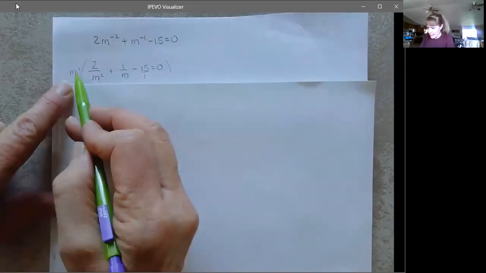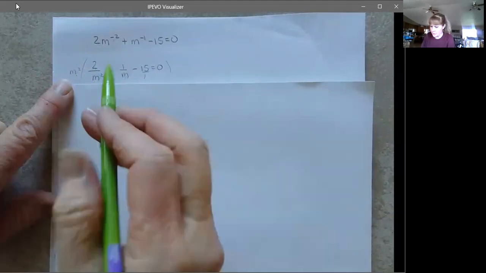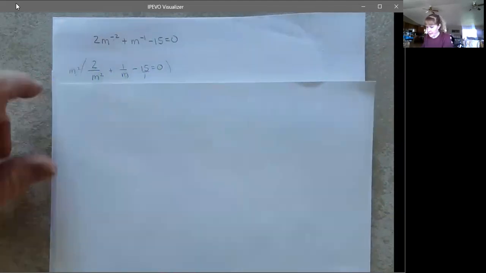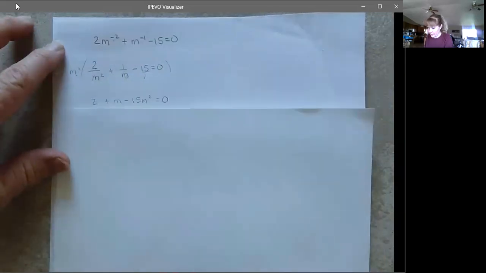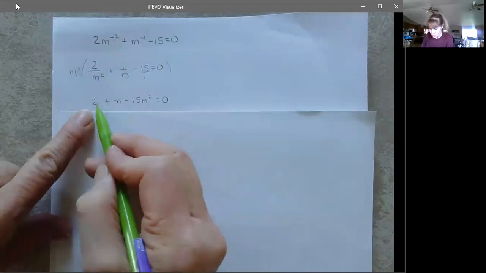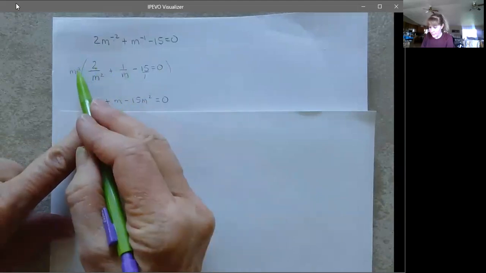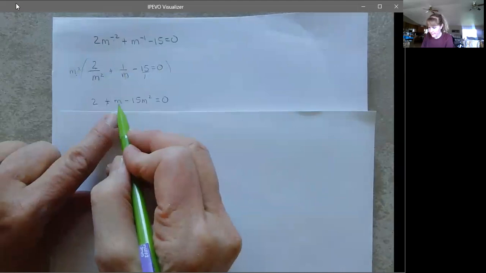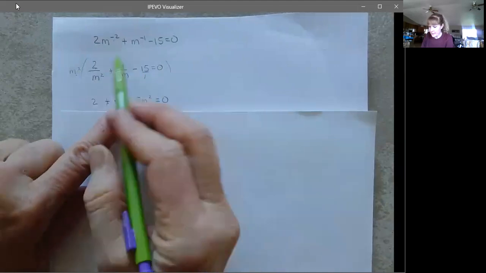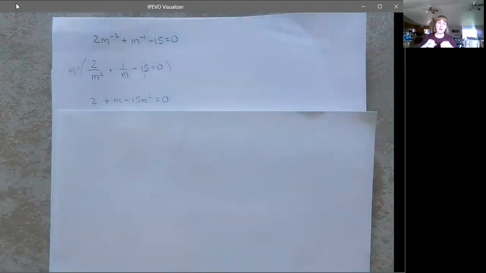So when you multiply m squared times 2 over m squared, and you can do this as long as you go with every term, even the 0. So multiplying the m squared through, it cancels here, and you end up with 2, plus this m cancels with one of those, so you end up with m to the first, minus 15 times m squared is m squared. So I'm eliminating these fractions, which is the nice thing about an equation. You have the opportunity to do that.